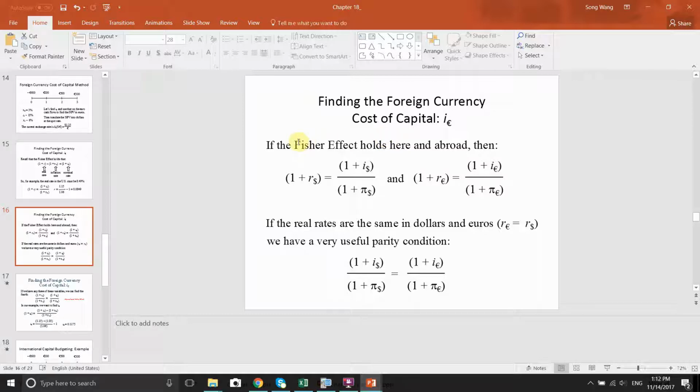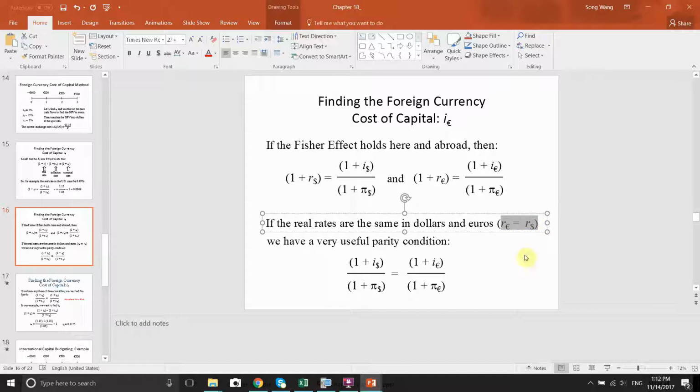We also have an international Fisher effect. So basically, the international Fisher effect states that the real rate of the two countries will be the same. So if you invest in euro, the after-inflation return would be equivalent to the after-inflation return if you invest in the US. So the real return would be the same across the two countries.